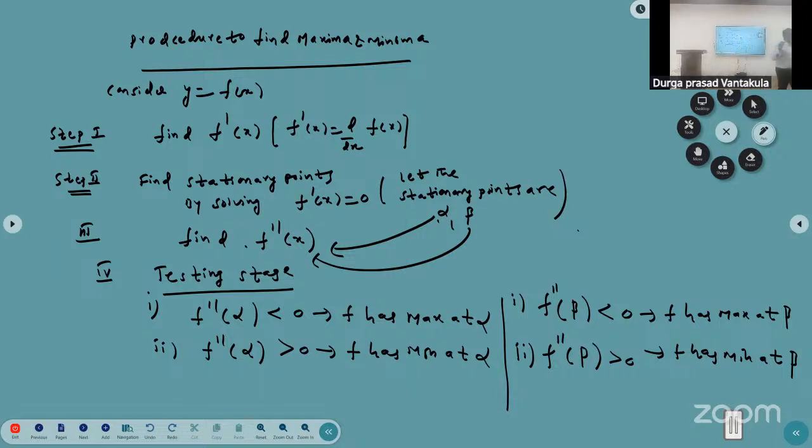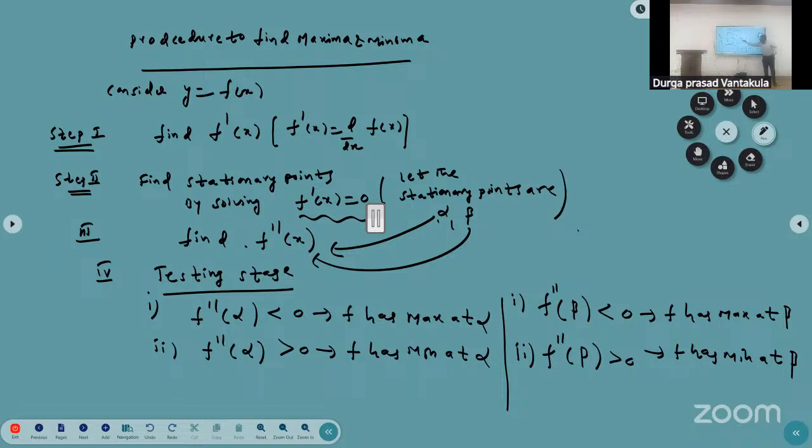Now look at the board. The first step is finding f dash of x. What is step 1 in the procedure? Finding f dash of x, the derivative. What is the second step? Finding the stationary points. How do you get the stationary points? By solving.